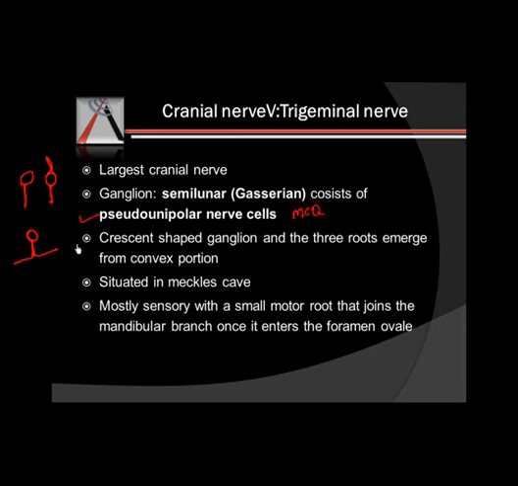The Gasserian ganglion is crescent-shaped and has three roots that emerge from the convex portion. It is situated in the Meckel's cave. This Meckel's cave is formed by the fold of the dura mater. The cranial nerve 5, the trigeminal nerve, is mostly sensory, with only a small motor root that joins only the mandibular branch once it enters the foramen ovale.